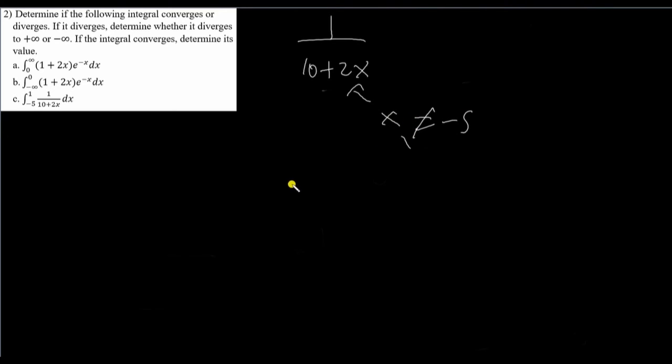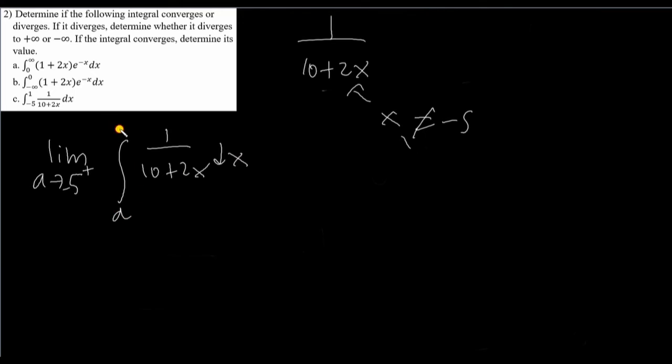So what we can say is that we're going to take the limit as a approaches negative 5 from the right, because that's the value that we want to find out what's happening, of the integral of 1 over 10 plus 2x, and the bounds are a and 1, right? And it's from the right because the whole function is on the right of negative 5 that we're dealing with. And then let's find real quick the integral of 1 over 10 plus 2x.